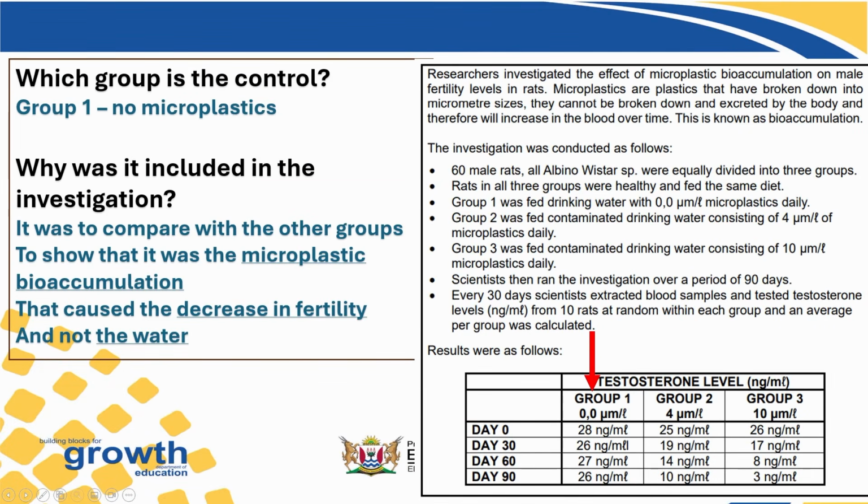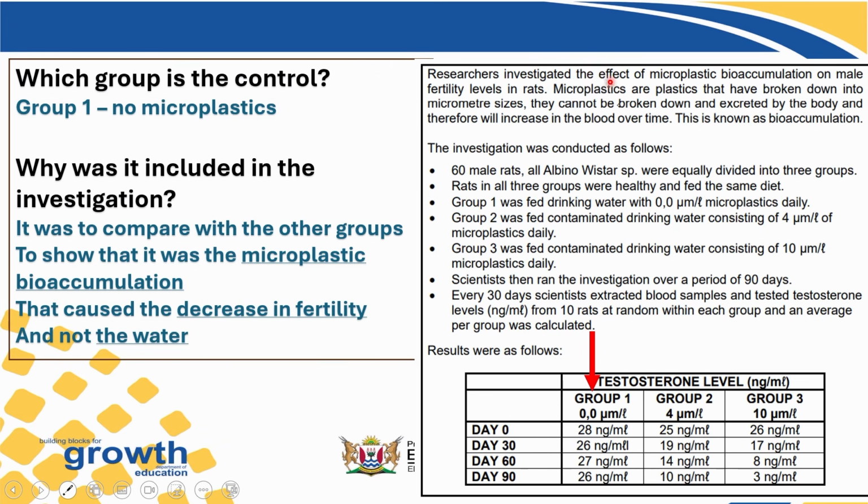So let's look at our trial paper from 2024 and let's look at where the control is and what is the purpose of the control. Now, if I look at this experiment, I see that there are three groups, 1, 2, and 3. My first question is, which group is the control? Now remember, the control does not have the independent variable. So I need to identify the independent variable first.